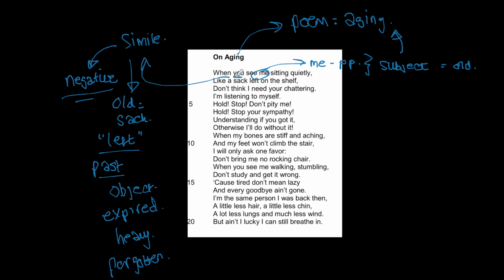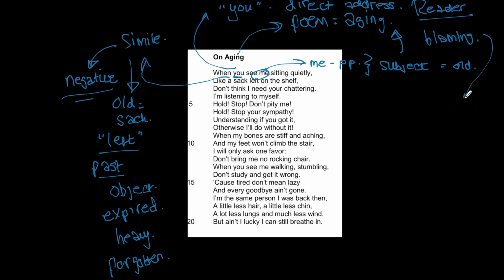Notice how there's this pronoun you. It's direct address. So the reader is immediately addressed, okay? There's a sense of blaming the reader, and there's a sense of defensiveness. It's almost as if the speaker of the poem is very defensive. She's blaming the reader. She's saying, when you see me sitting quietly like a sack left on the shelf, there's this sense of being forgotten, and there's this sense of almost being bitter. And because the title is about aging, we think of this idea of the subject growing older and older and being more ignored.